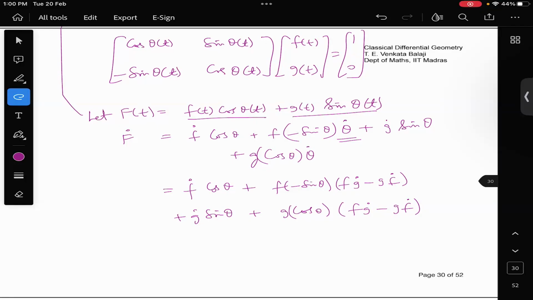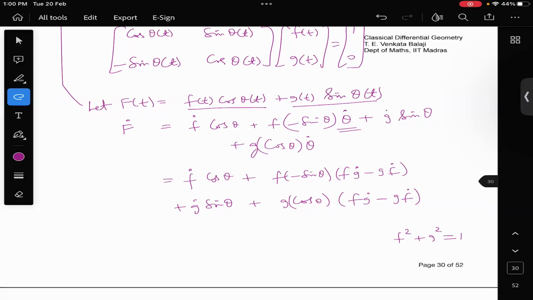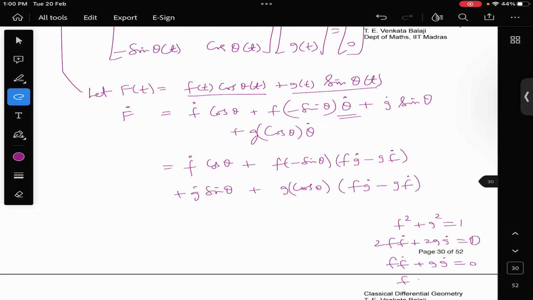Then there is one more thing I have not used yet, which is the fact that (f, g) is a unit vector. So you see f squared plus g squared is 1, differentiate, you will get 2 f f dot plus 2 g g dot is equal to 0. So you will get f f dot plus g g dot is equal to 0. So the point is that f dot can be replaced by minus g dot.